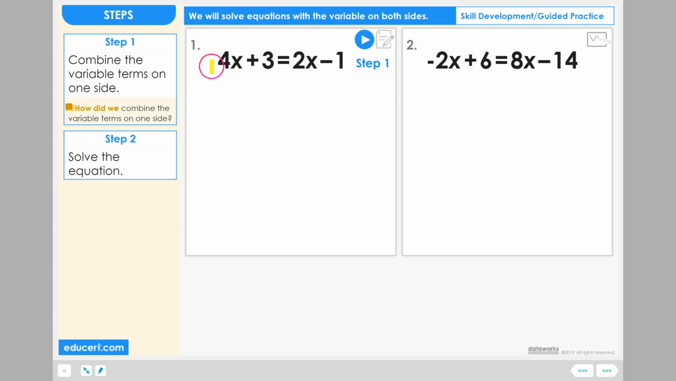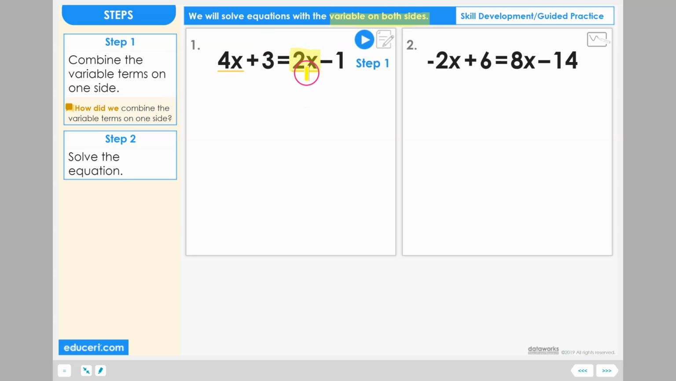So first thing we want to do is identify the variable terms within the equation. There's a 4x on the left side and a 2x on the right side, so we do have the variable on both sides. Now we want to combine the variable terms onto one side using the additive inverse. In this case, let's get the variable to be on the left side by removing 2x from the right side.